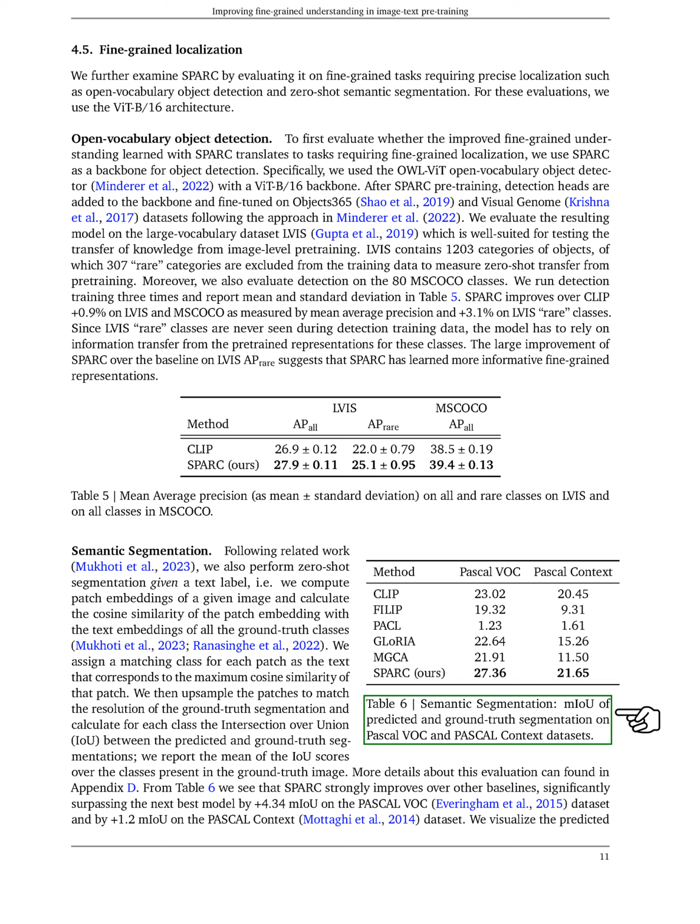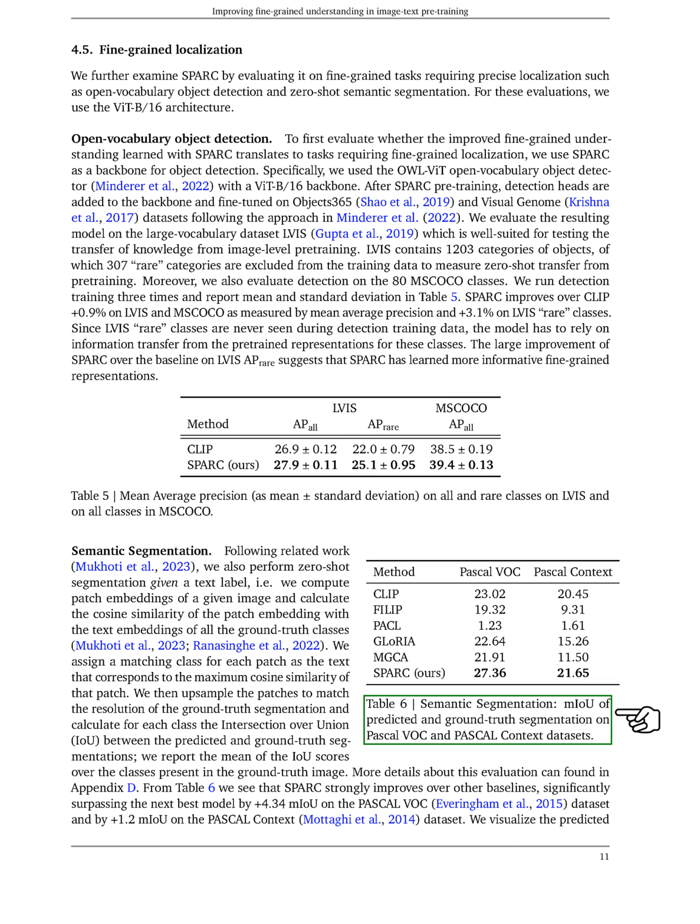Our results showed that Spark significantly outperformed other models, improving on the next best model by 4.34 mIOU on the Pascal VOC dataset and by 1.2 mIOU on the Pascal Context dataset. We also found that Spark was better at object localization and predicting their shapes more accurately compared to CLIP.